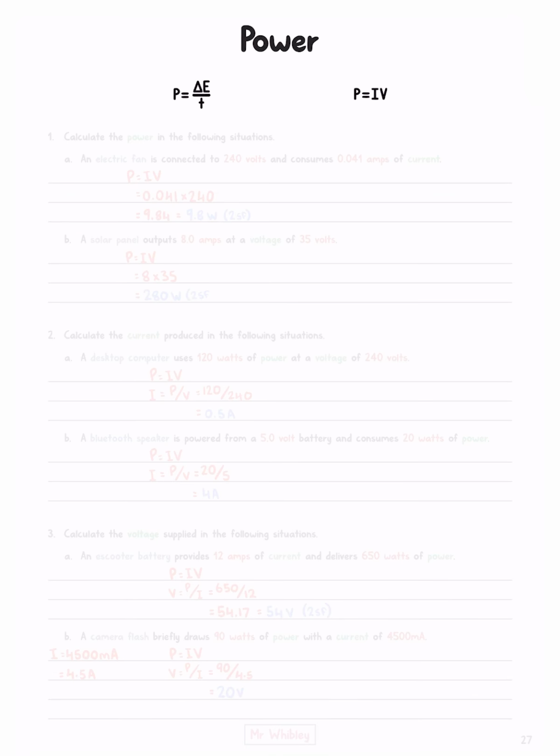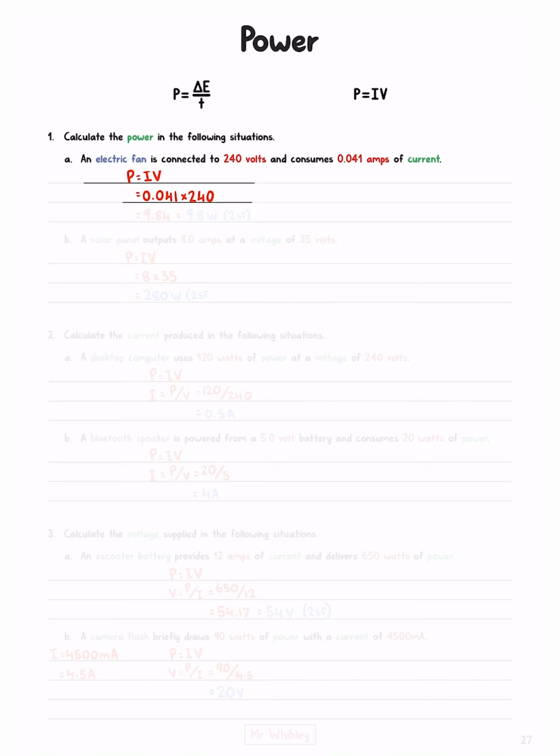Power. Question 1. Calculate the power in the following situations. An electric fan is connected to 240 volts and consumes 0.41 amps of current. We know that P is equal to IV, we know our I, we know our V, which gives us 9.84 or 9.8 watts to two significant figures.